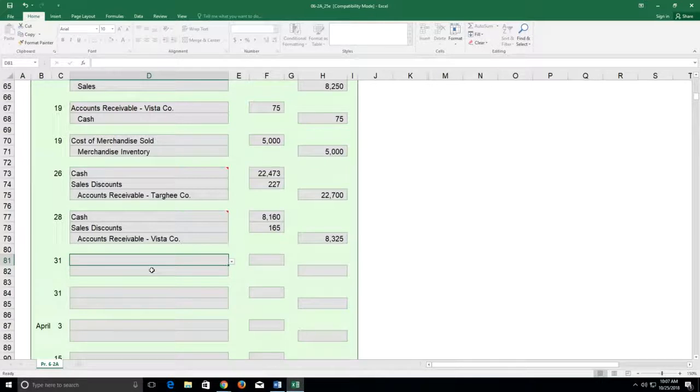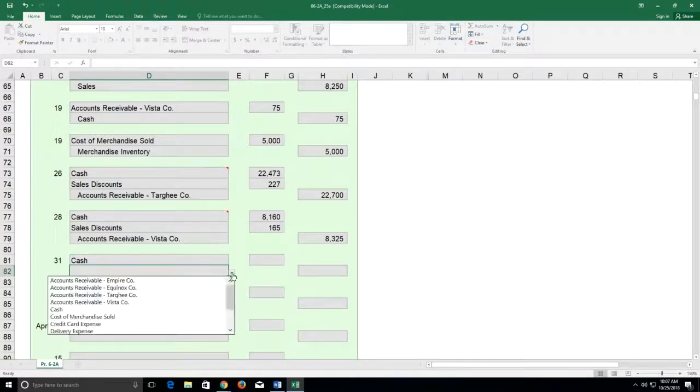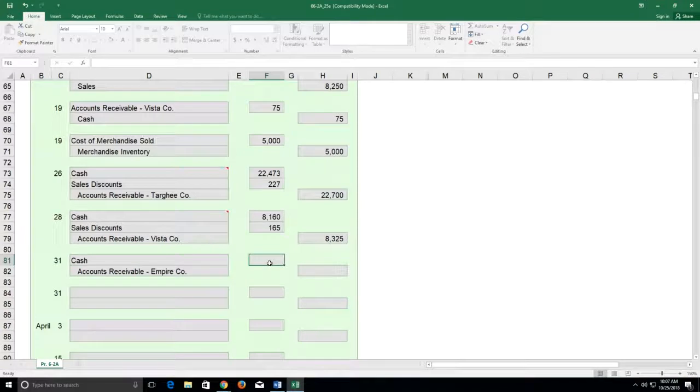All right, so we received a check from Empire Company from the sale on the 4th. So Empire gave us cash. Check, Visa card, all same as cash. Empire owed us $55,400. Thank goodness they paid us because that's a lot.